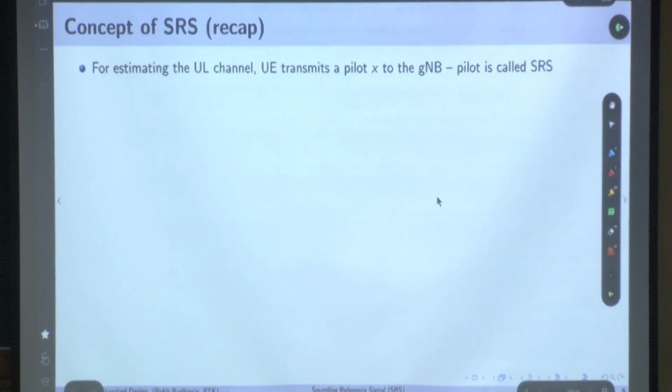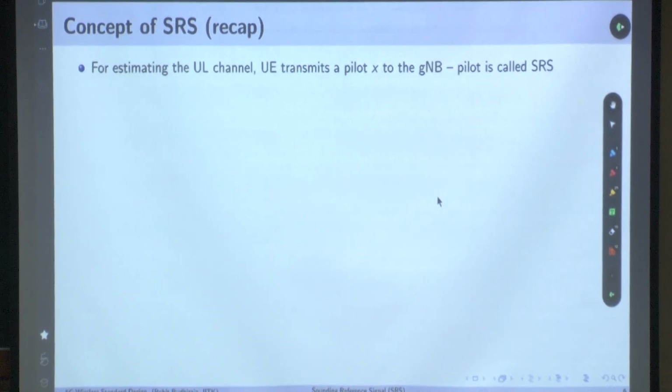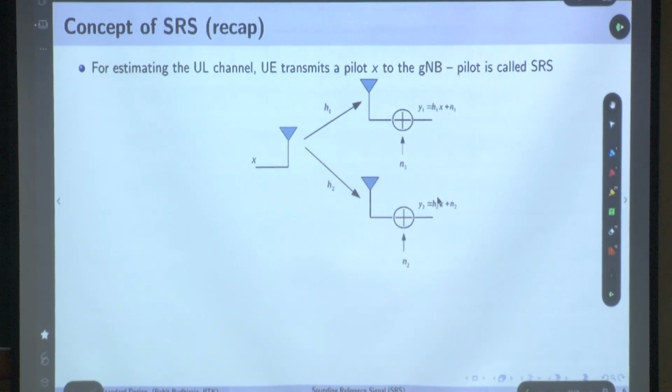So what is this concept of SRS? For estimating the uplink channel, the UE transmits a pilot to the gNB. The pilot is called the sounding reference signal. We are calling this the pilot. You see the single antenna here. How many layers can be transmitted? What is the rank of this channel? The rank of the channel will be 1. And how many ports do you need for this user? You need only a single SRS port, and that is what is being transmitted.